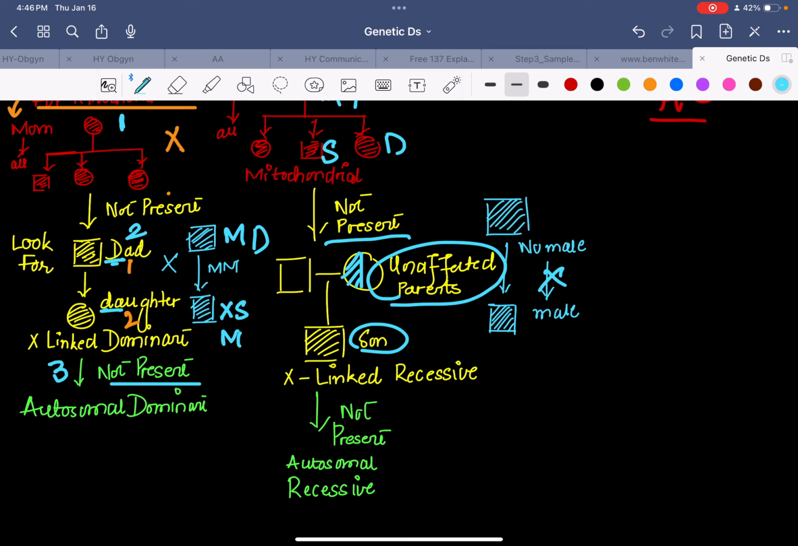So remember, number 1, it has to be skipping generations, of course, and it doesn't have to be mom to all. And number 2, 2 unaffected parents need to give birth to a son who is affected. So this is X-linked recessive. Whereas on the other hand, if you don't find this pattern of 2 unaffected parents giving rise to an affected son, that means that this disease is autosomal recessive, in which both the sons and the daughters are getting the disease, regardless of it coming from 2 unaffected parents to an affected son.